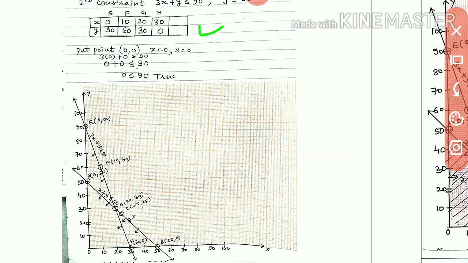Look at these points you have to mark on a graph. First point is E, that is 0 90, so you can mark here. Second point is F is 10 and 60, so you can mark here. Next point is G, 20 and 30, G point you can mark here. Next is H point, that is 30 and 0, so you will mark all these points. After that you will put a scale and join these, so you will get this line.